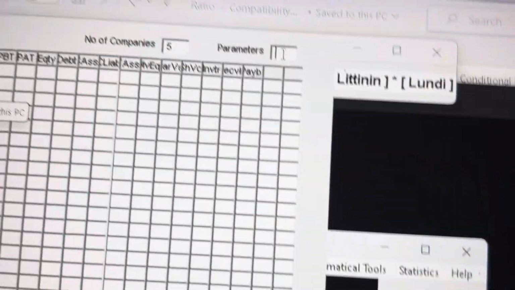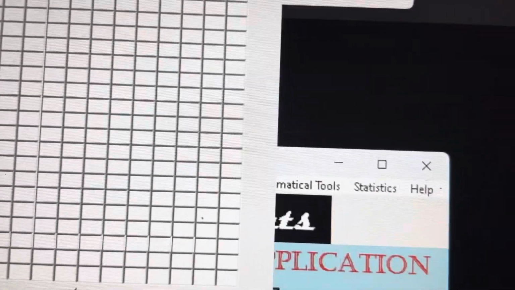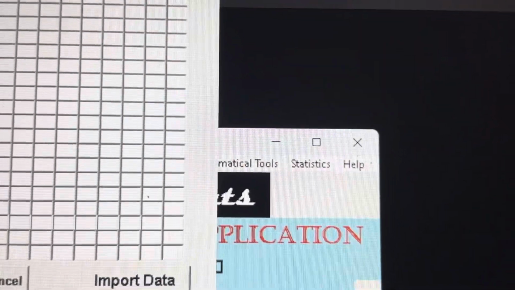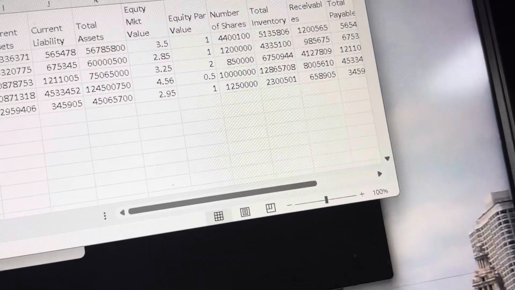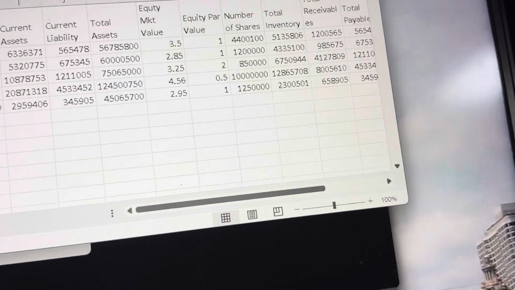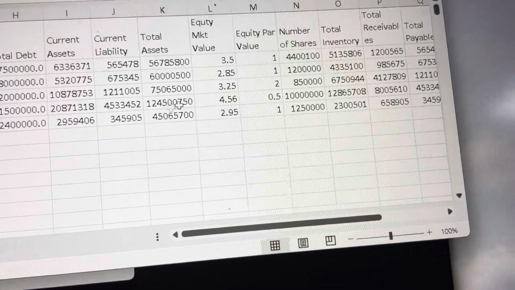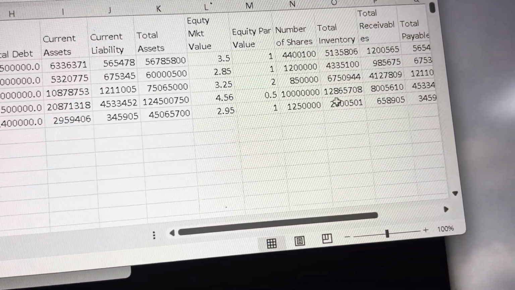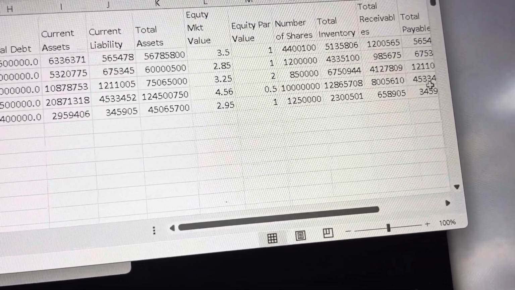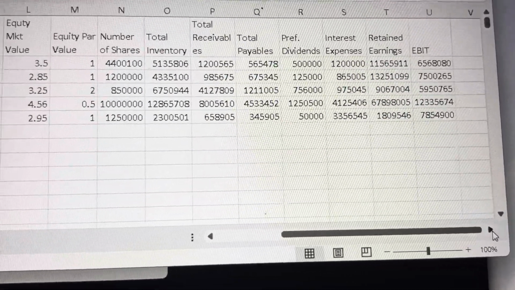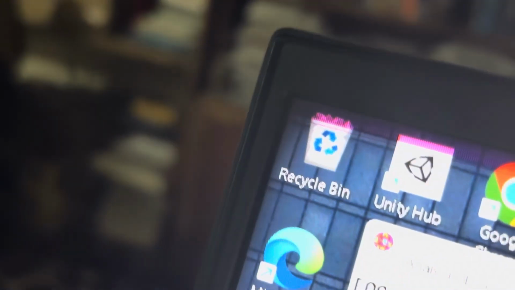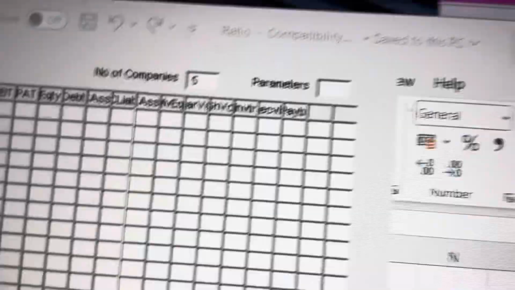Then the number of parameters, let's see what number of parameters we are talking about. 1, 2, 3, 4, 5, 6, 7, 8, 9, 10, 11, 12, 13, 14, 15, 16, 17, 18, 19, 20. The number of parameters is 20. We'll enter the 20 there.